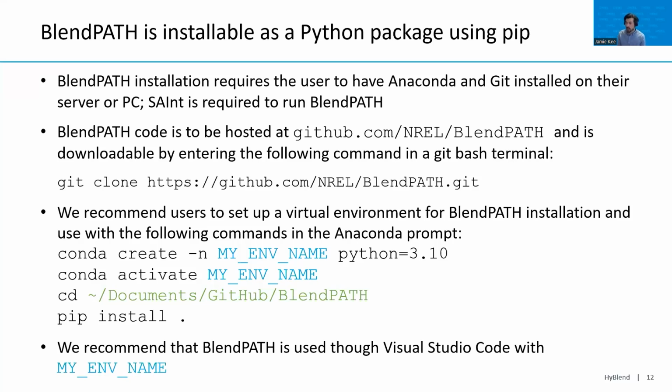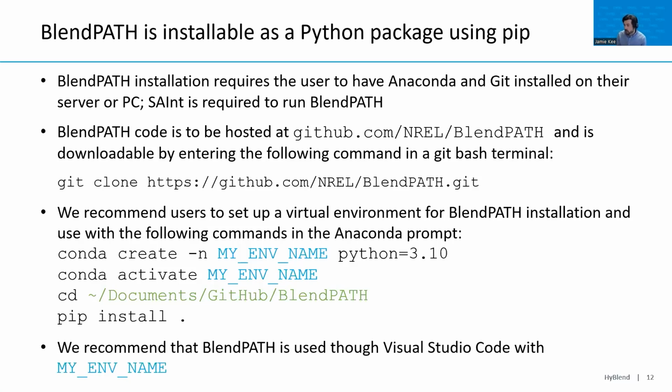The BlendPATH code will be hosted at github.com/nrel/blendpath and is downloadable by either downloading the source files from GitHub, or you can clone the repository if you're comfortable with the Git Bash terminal. That command would be git clone and then the URL to the repository.